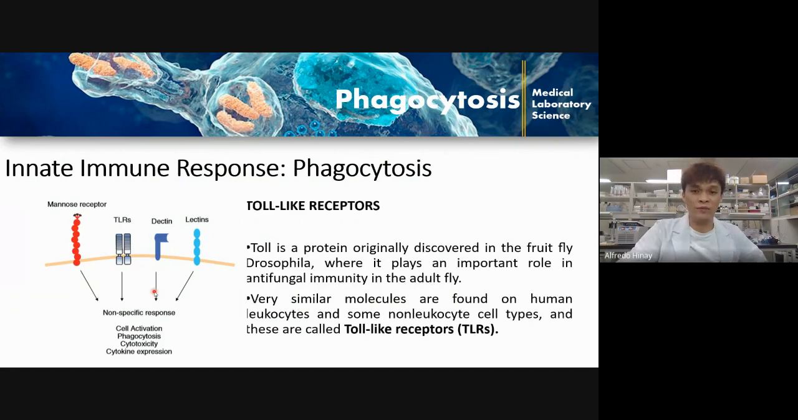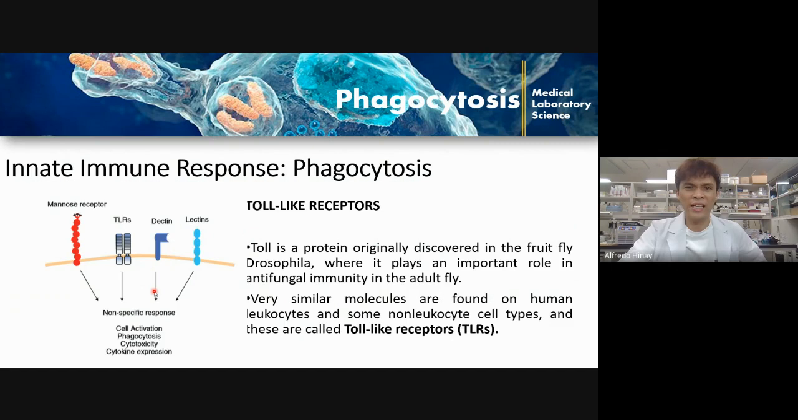For your toll-like receptor, we'll focus on this one. Toll is a protein originally discovered in the fruit fly, Drosophila, where it plays an important role in antifungal immunity in the adult fly. However, they also found that this toll protein is found in humans, so they term it toll-like receptors. Very similar molecules are found in human leukocytes and some non-leukocyte cell types. Originally they are from the fruit fly toll protein, and then they found a similar structure in humans, so they called it toll-like receptors or TLRs.